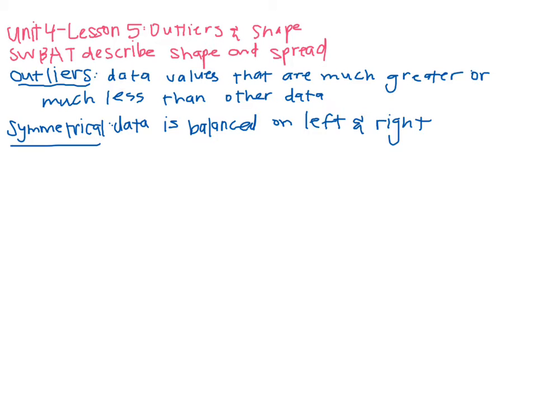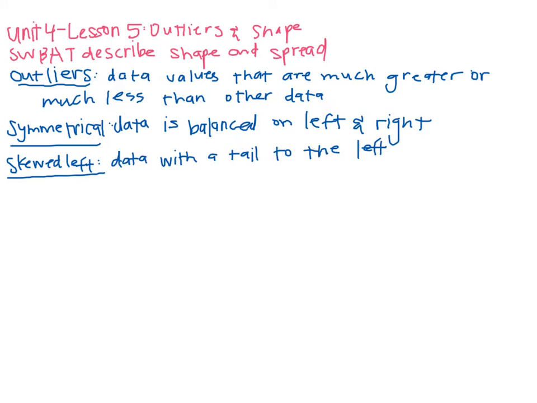Our next shape of data is skewed left. Data that is skewed left is data with a tail to the left. On a curve, that would look like something like this. In a box plot, it would look something like this, where we have a long section going to the left, and then everything else grouped together on the right.